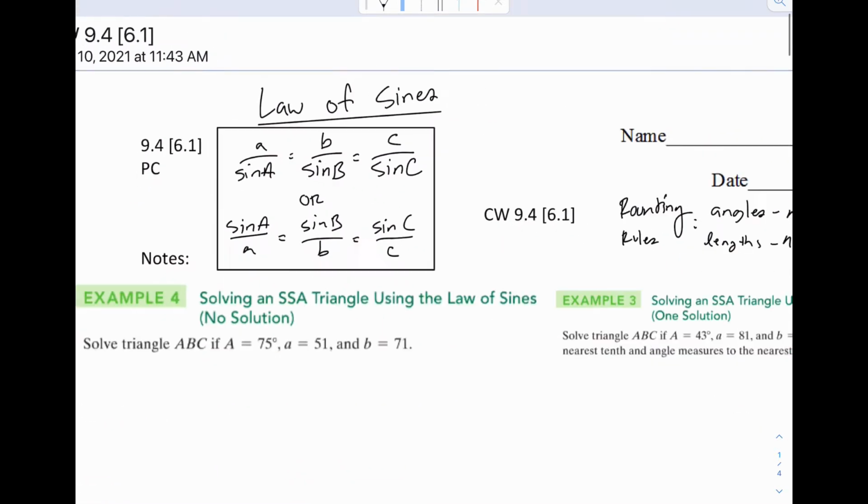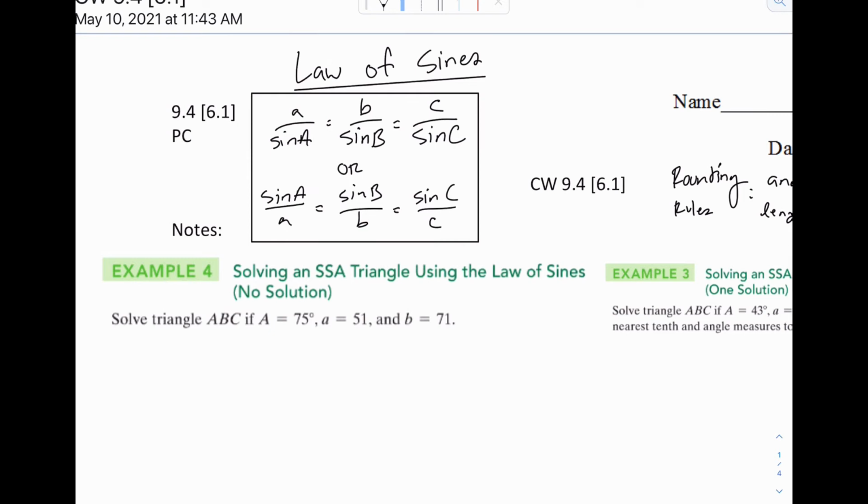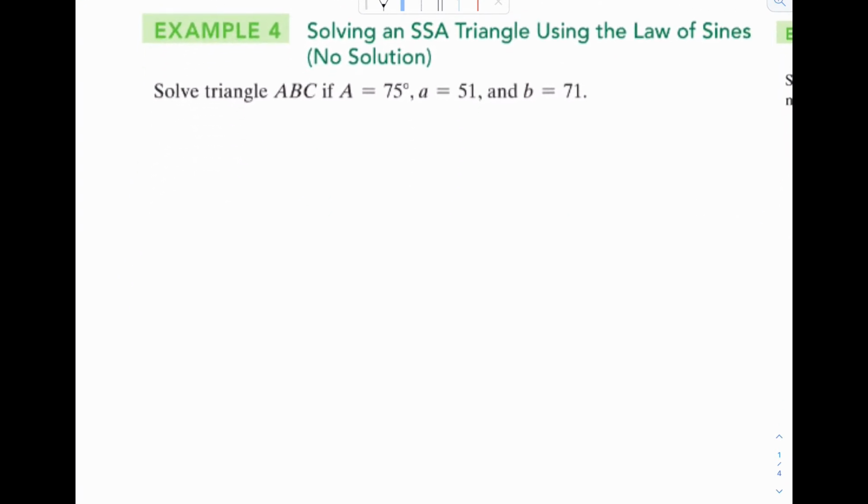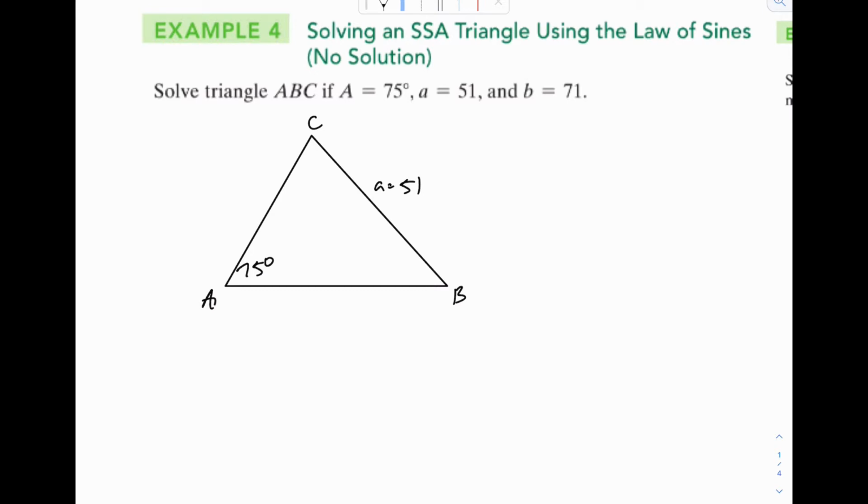So now that you've gotten the law written down, let's go through a couple of examples here. So first one says solving a triangle given these dimensions. So let's first just start by drawing it generically, meaning this is not to scale. A, B, C, 75 degrees here. A is 51, and then B is 71.